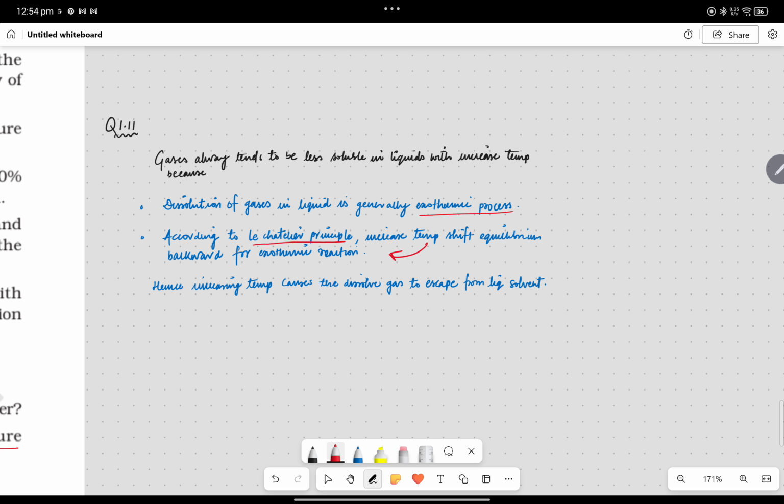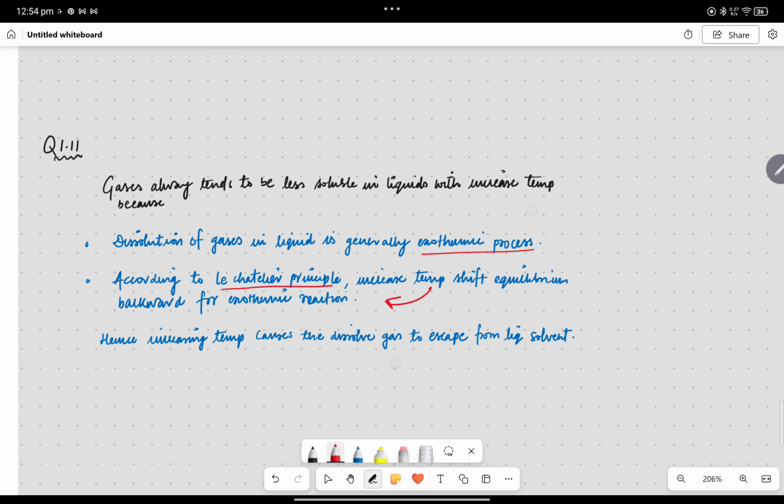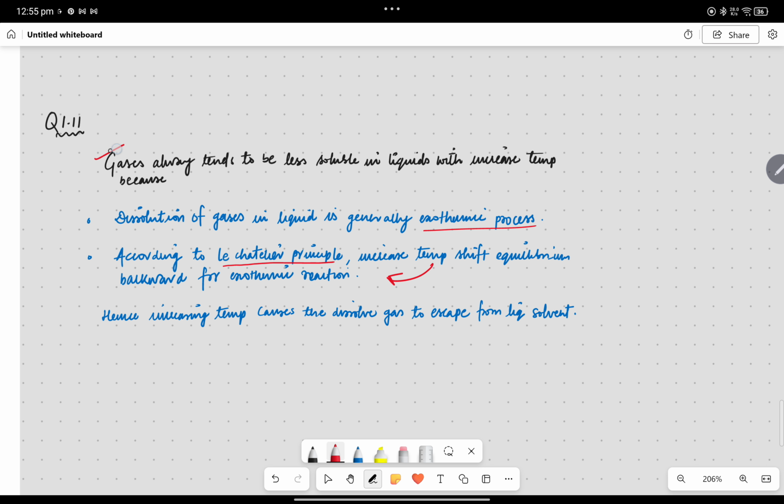So that's why this thing happens here. So let's read how we can write this answer in our answer sheet. First of all, gases always tend to be less soluble in liquids with an increase in temperature, because dissolution of gases in liquid is generally exothermic, right? Second thing is, according to Le Chatelier's principle, increasing temperature shifts equilibrium backward for an exothermic reaction, and that's why increasing temperature causes the dissolved gases to escape from the liquid solvent, right? Simple.